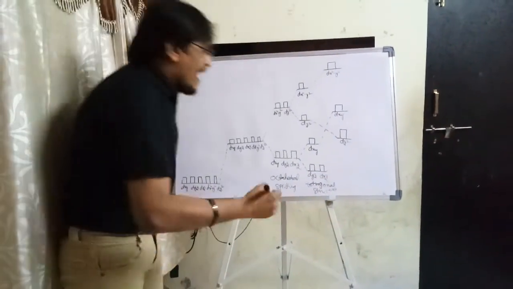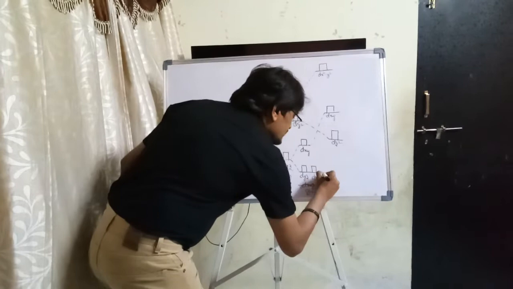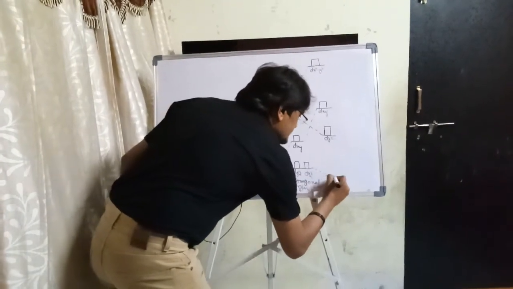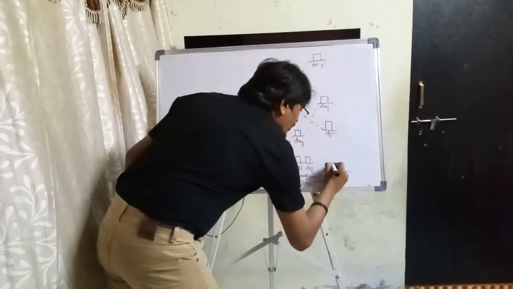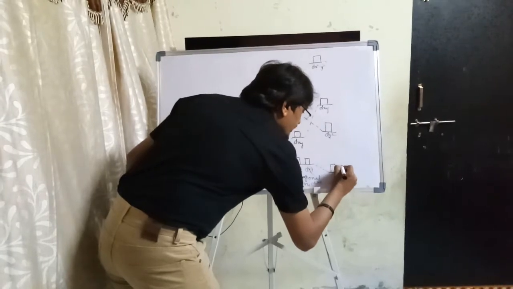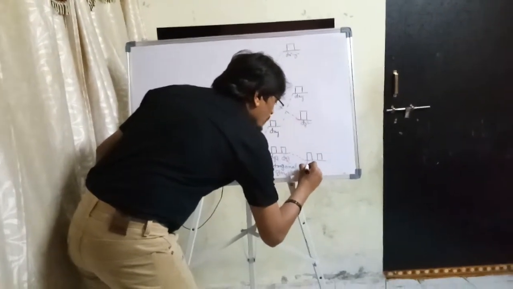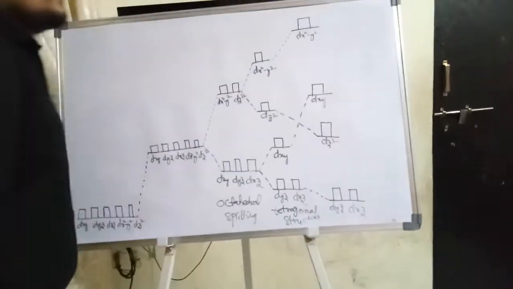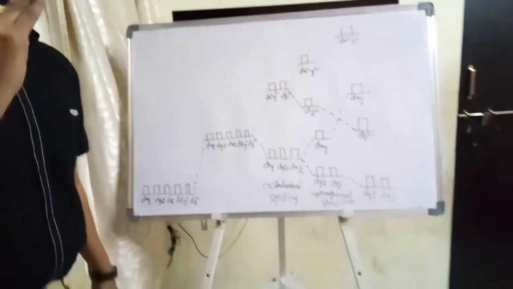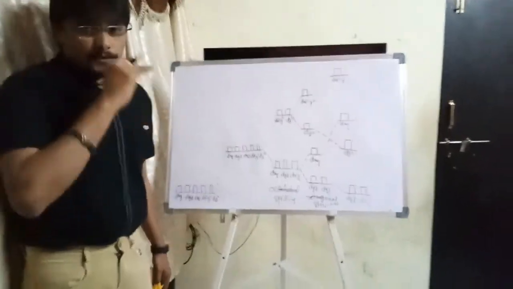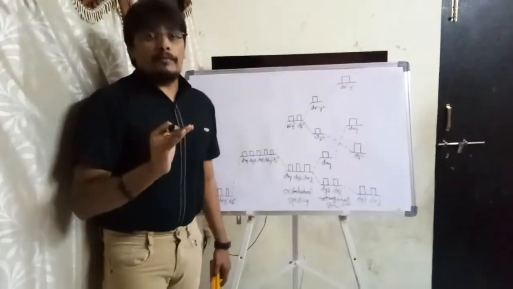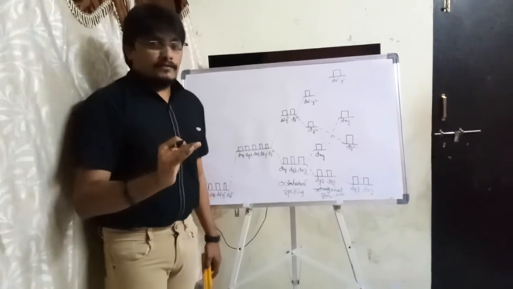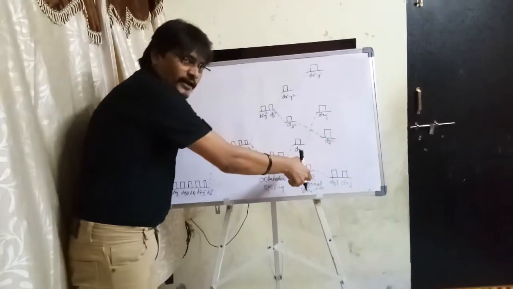Now finally, this dyz and dxz, as they are not influenced by the electrons on the ligand, occupy the lowest energy level. So this is how crystal field splitting happens in the square planar complexes. Up to here I have explained again.